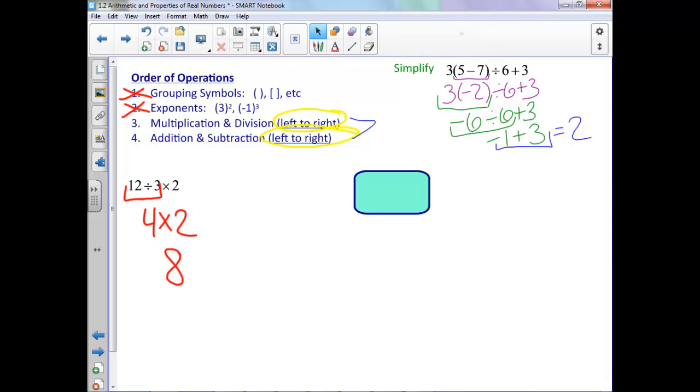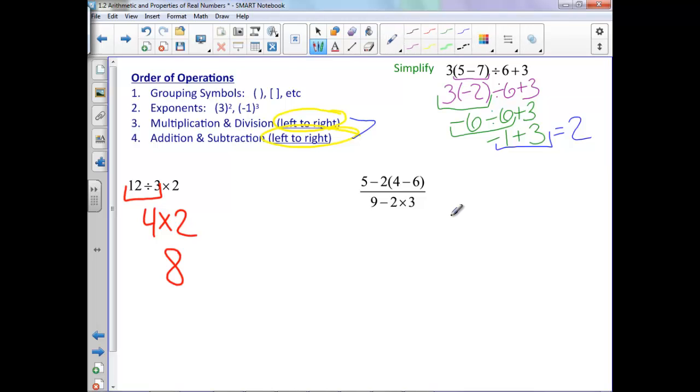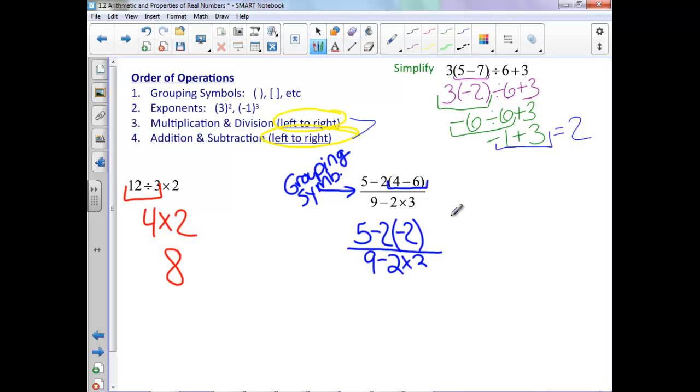And now we're done. So notice this fraction bar is now actually being used as a grouping symbol. It's separating your numerator from your denominator. However, within our numerator, we also have another set of grouping symbols, 4 minus 6. So we'll have 5 minus 2 times 4 minus 6 is negative 2. No grouping symbols in the denominator, so we will just rewrite it. So grouping symbols done. Once again, no exponents.